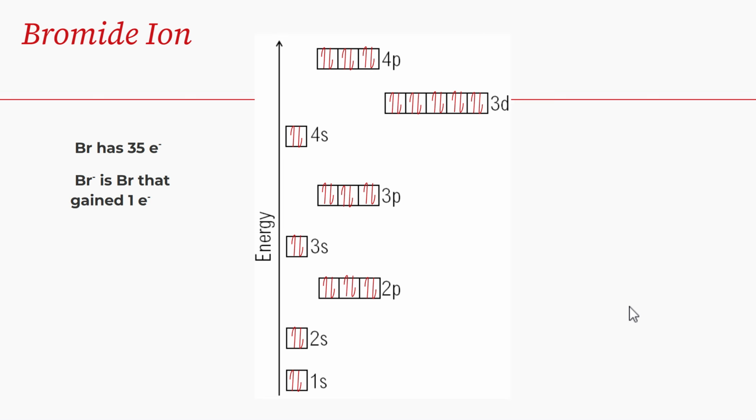But, for example, if it was bromine, not bromine ion, so it was just bromine, it had 35, this last p, this 4py, would only have one electron in it because you'd fill each one separately, then add two more here, and then it would only be 35. And that is orbital diagrams.